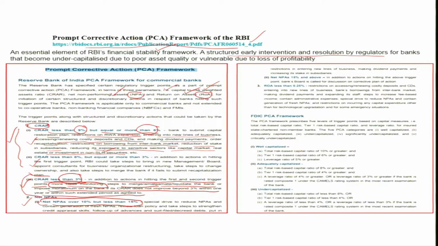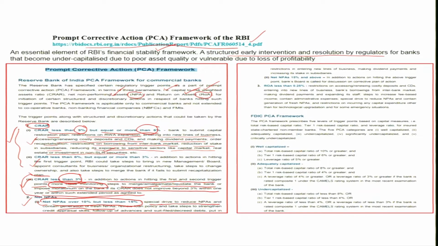That means of all the assets, if around 10 to 15% is NPA, that means non-performing assets, then RBI will act. As per the PCA framework, there is a special drive to reduce NPAs and contain generation of fresh NPAs. So, one is to reduce the NPAs, another is preventing the generation of fresh NPAs.